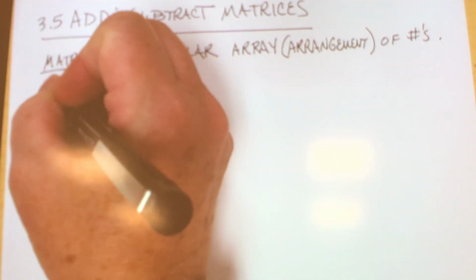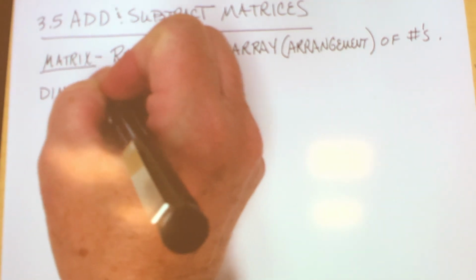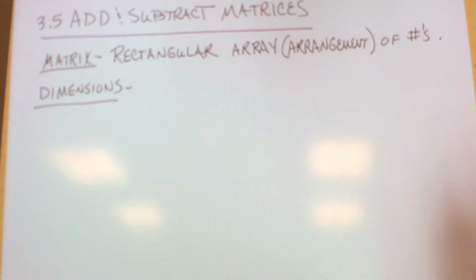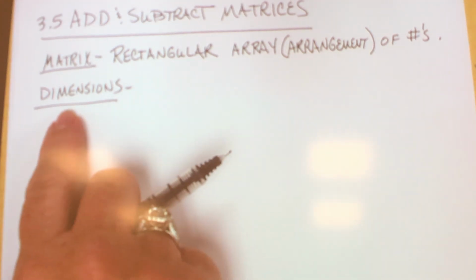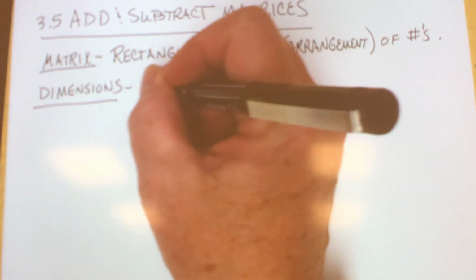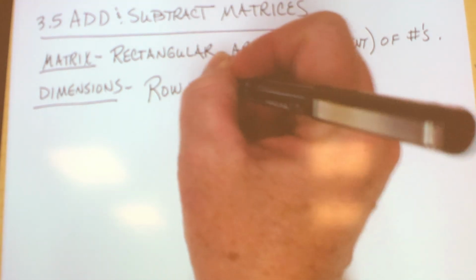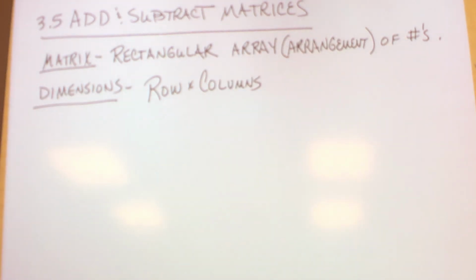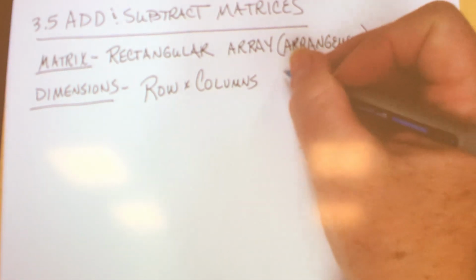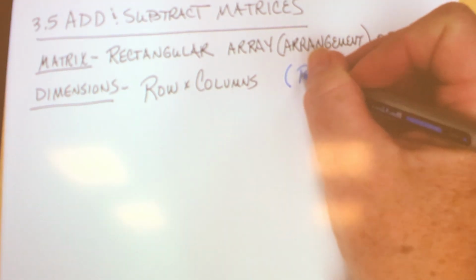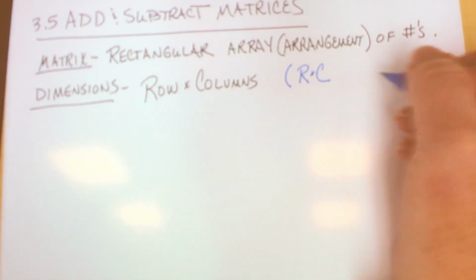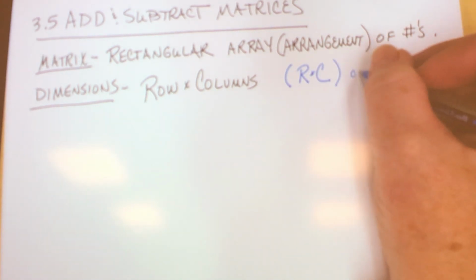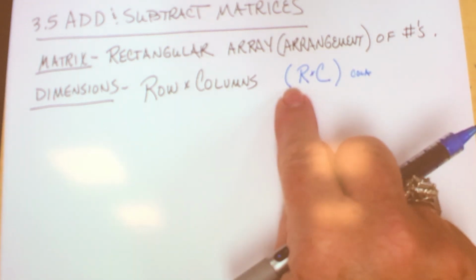The dimensions. You have to know what to call a matrix. We call it by its dimensions, and it is rows by columns. Now, this is how I always tell the kids to remember. This is my husband's favorite drink. An RC Cola: rows by columns.